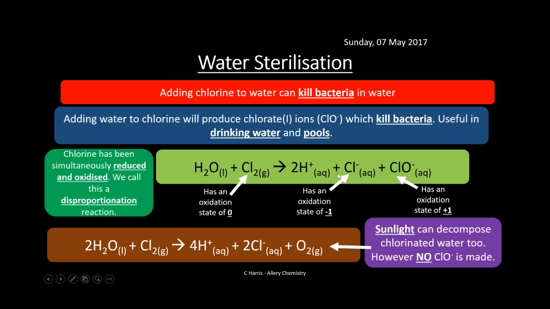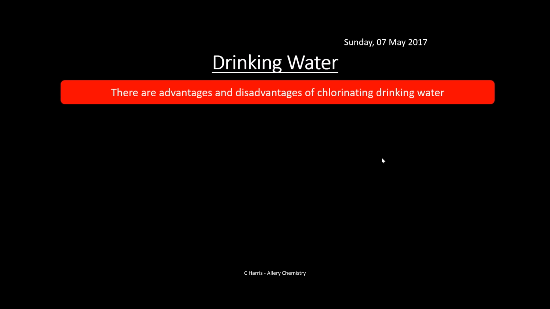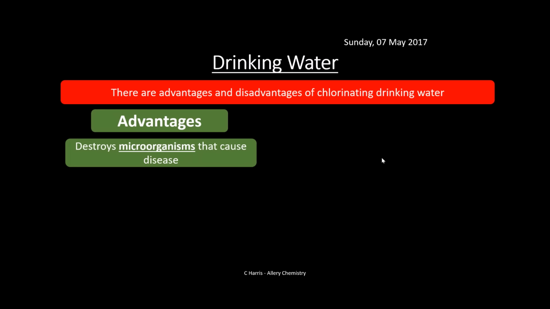So this is why the chemicals that we add to swimming pools have to be replaced quite regularly, because sunlight breaks them down into these compounds here, which are obviously different to that bleach up there. Okay. Drinking water. Okay, so advantages and disadvantages. Obviously, in the UK we do chlorinate water, but like with adding any chemical to anything, there are advantages and disadvantages, and you need to know what they are.